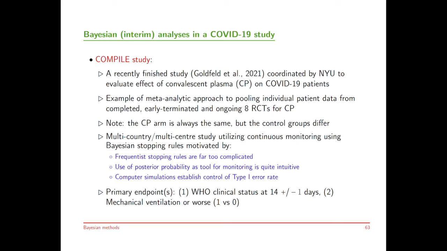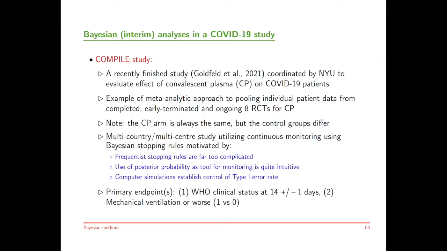Meta-analytic because there are many studies combined together, pooling individual patient data from completed at that time, early terminated, and ongoing studies: 8 randomized controlled trials to check the effect of convalescent plasma. In this case, the convalescent plasma is always the same, but the control groups differ. So this is a multi-country, multi-center study utilizing continuous monitoring using Bayesian stopping rules.